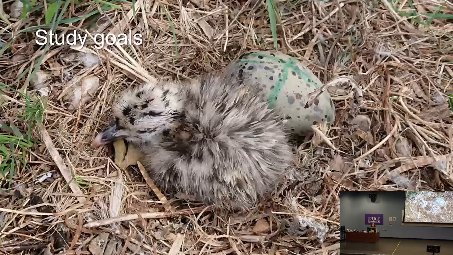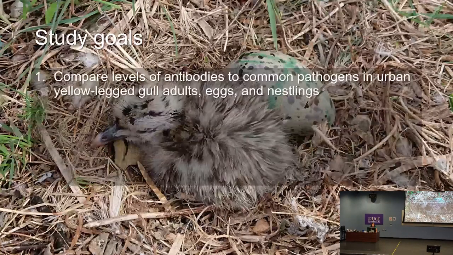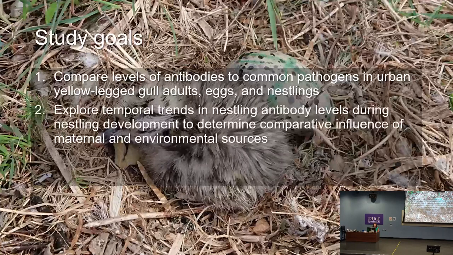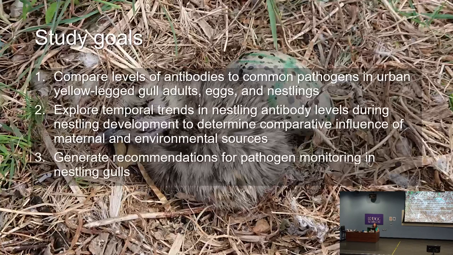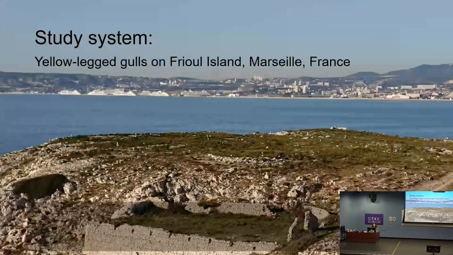So that was basically what I was interested in looking at in this study. We wanted to compare different life stages, so looking at adults, eggs, and nestlings in terms of the presence of antibodies to common pathogens in their systems. We wanted to look at trends in nestling antibody levels during nestling development to look at this comparative influence of both maternal and environmental sources, and to evaluate what kind of recommendations we could make for using nestlings as a sentinel population for pathogen monitoring in the system.